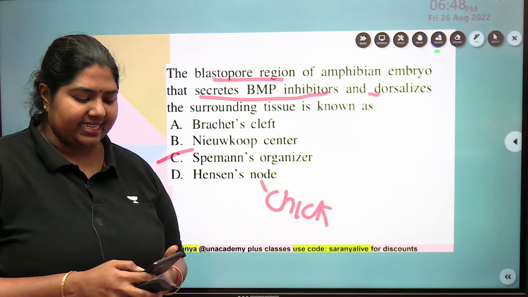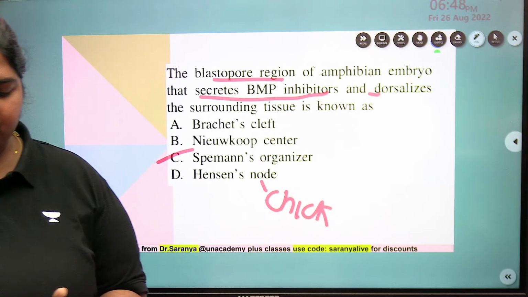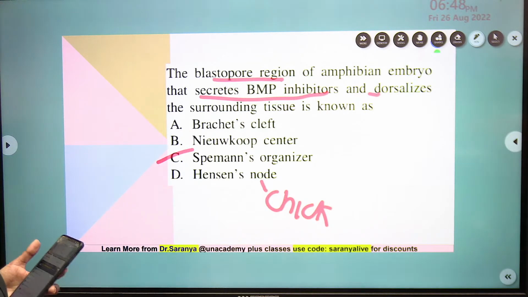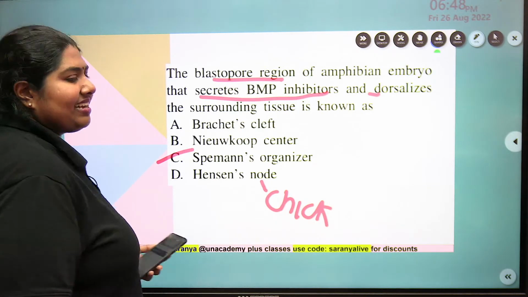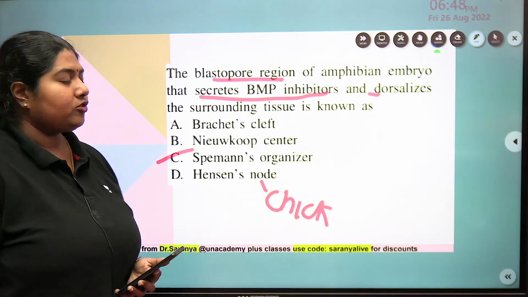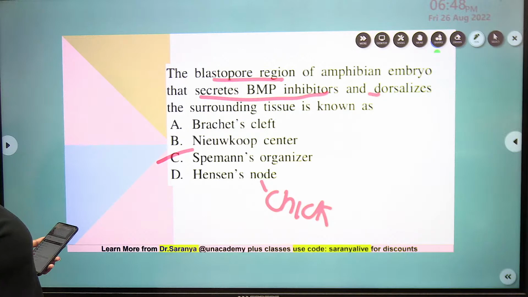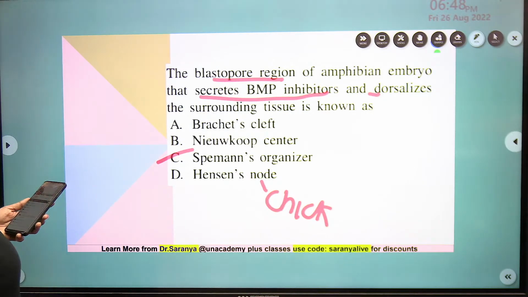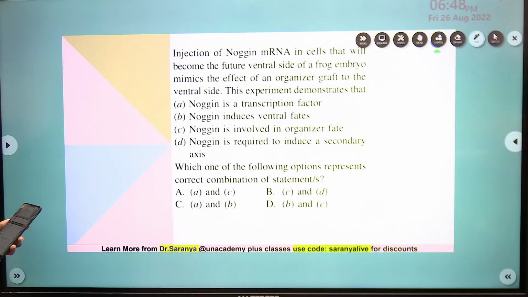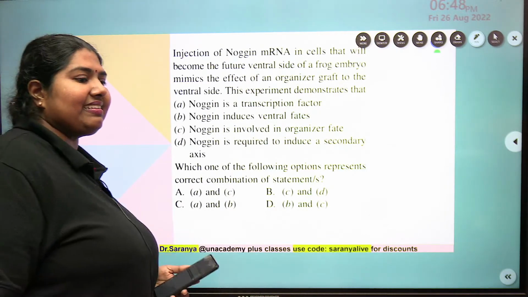Yes, everybody, did you get it? It is going to be from your Spemann organizer. Clear or not? Yes, everybody in this class. Clear? So many questions are being repeated from the similar concept. Okay. Yes, Tasneen. Yes, Selva. Very good. So, next one. The next is another important question.